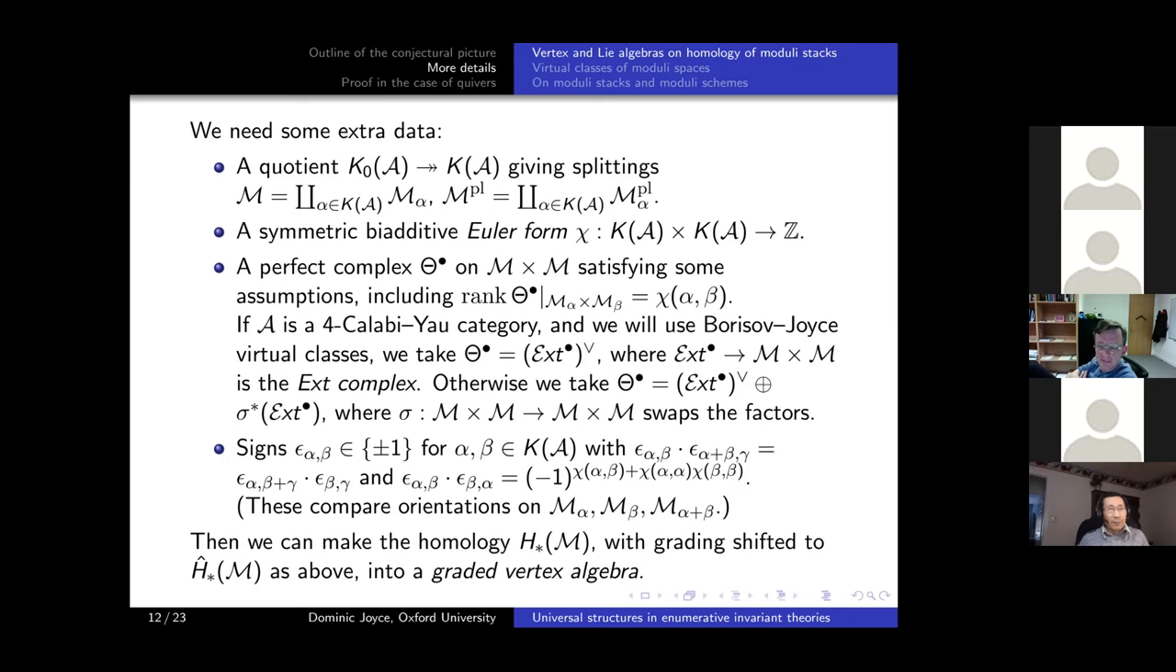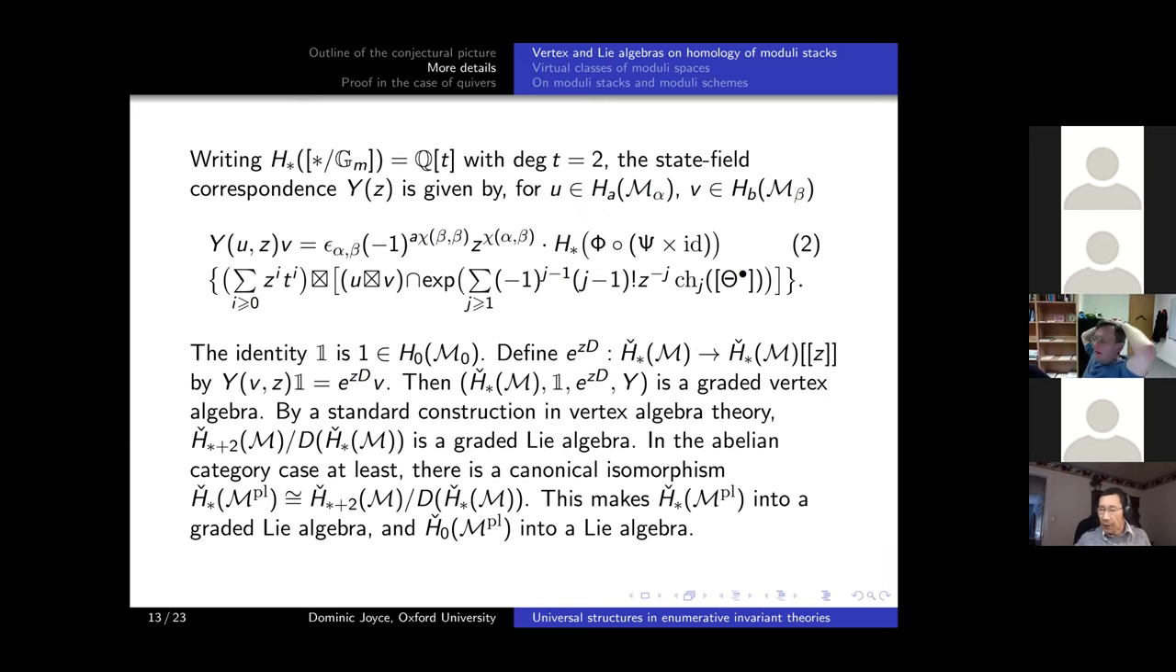Okay, my last question is that you mentioned the virtual fundamental class and the existence of that. I know that in many other parts you need it, but in building this vertex algebra structure, is the existence of a fundamental class crucial? No. The vertex algebra structure exists in huge generality. Almost any abelian category or triangulated category you like, you can build a vertex algebra structure on its homology, the homology of the moduli stack.